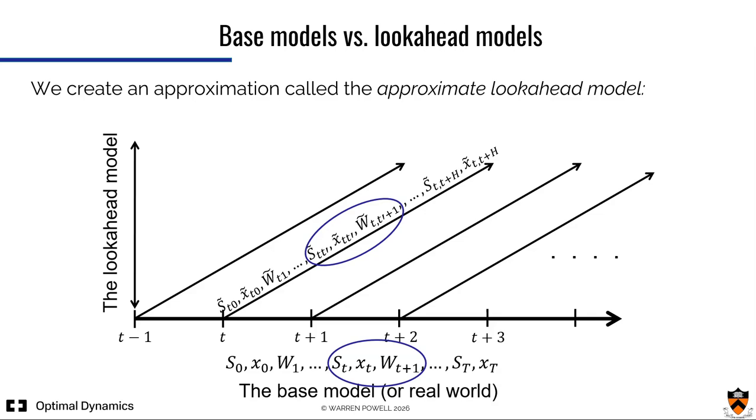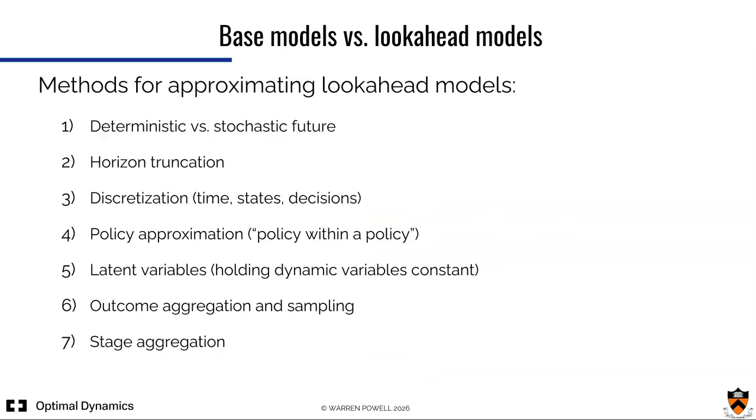So it's the same S, X, W notation, but notice that I've changed it. First of all, I put tildes on all the variables, and then all the variables have 2 time indices. This is a look-ahead model triggered at time t. So the first time index is time t. I'm planning into the future from time t. The second time index is t prime. I'm looking at time t prime in the future. That's me planning into the future.